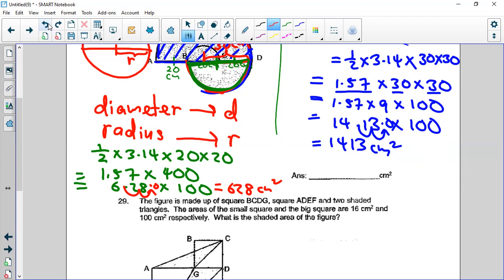Then how do you find the area of the logo? You must take this one plus this one, add them together to get the area of the figure. So 1413 plus 628, and the area of the logo is 2041 centimeters square.